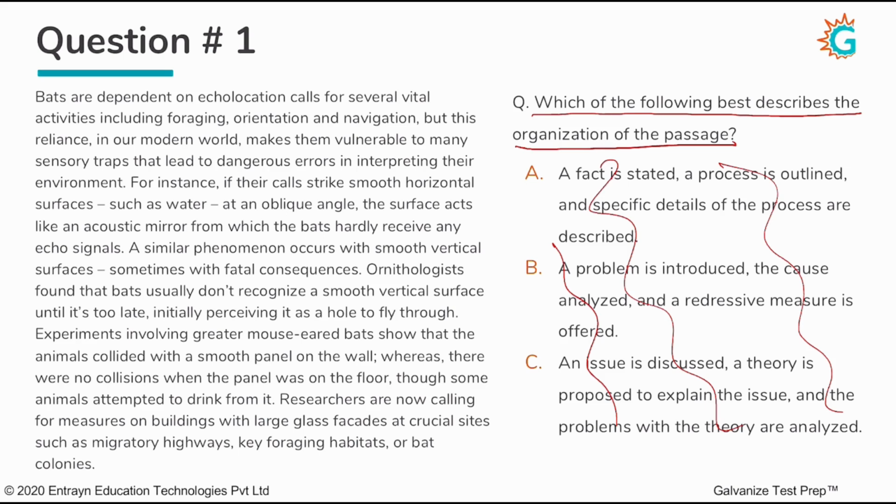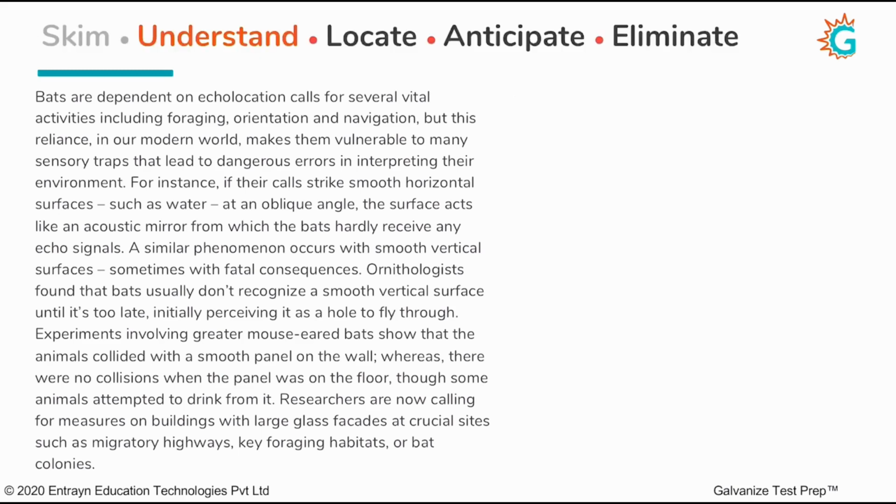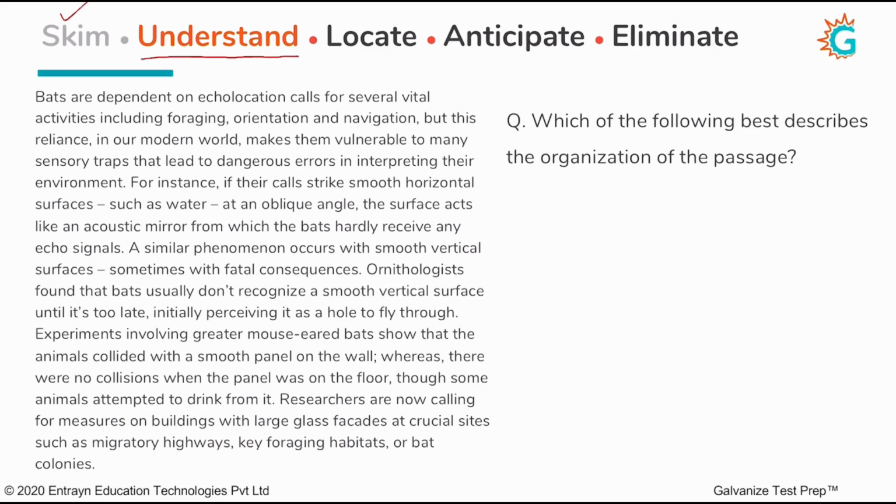And what we actually have to do is just look at the notes that we had made in terms of our context, the structure, the main idea, and the tone, and then use that information to answer this question. Now, what are the steps involved in answering a question? We've already done the skimming. So first we have to understand what the question wants us to do. Let's read the question again. Which of the following best describes the organization of the passage?